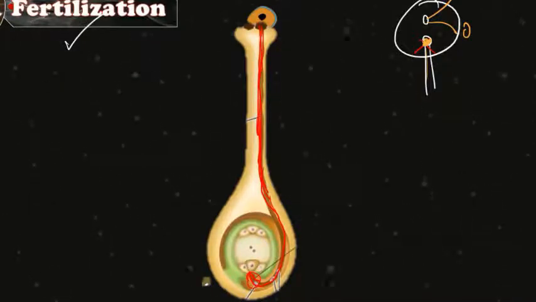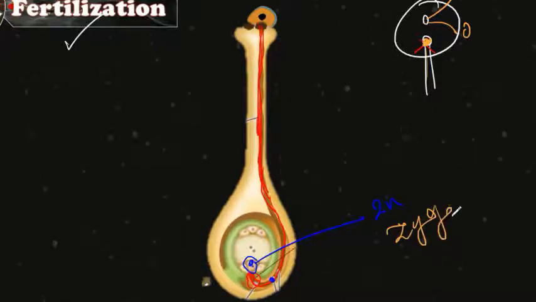The first nucleus will go down here. Let's say this is the first nucleus. It will fertilize the egg cell. Now the egg cell is fertilized. Now it is 2N. This egg cell is going to make the zygote, which will develop into the embryo.